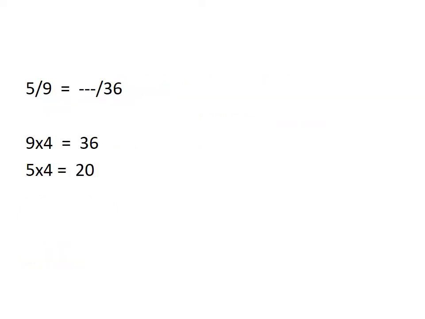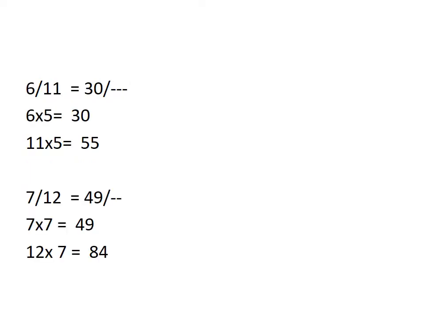5 by 9 is equal to dash upon 36. Now multiply 9 with 4, you will get the answer 36. Now 5 you have to multiply with the same number. 5 4s are 20. 20 is the answer. In fractions, if you want to find out the equivalent fractions, always you have to multiply numerator and denominator with the same number.